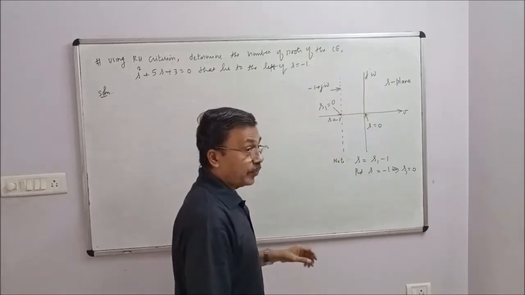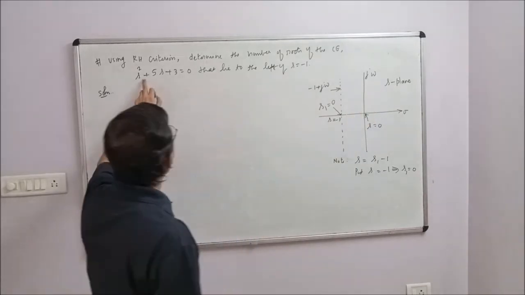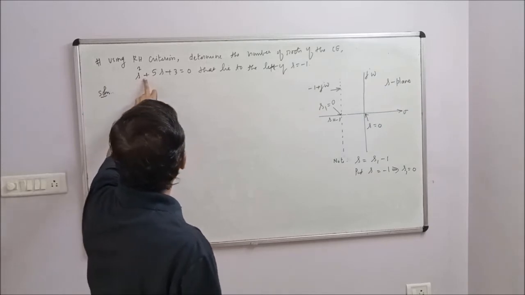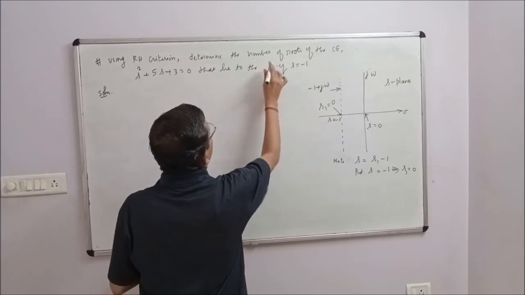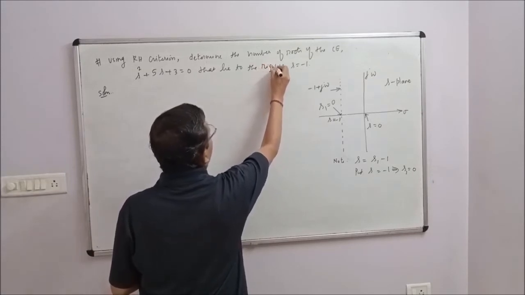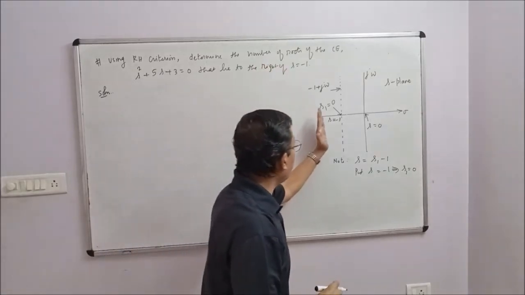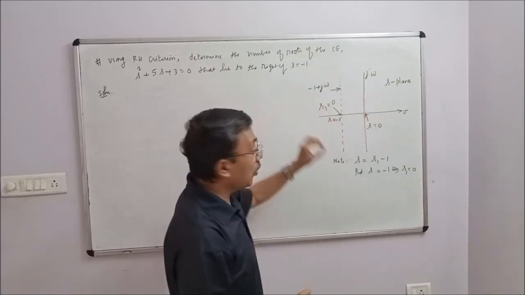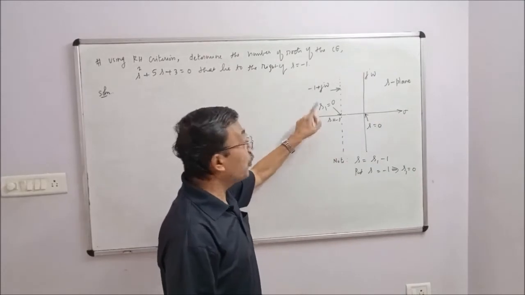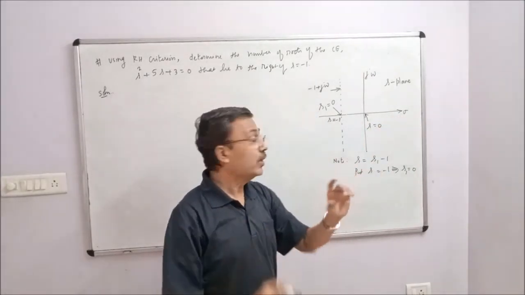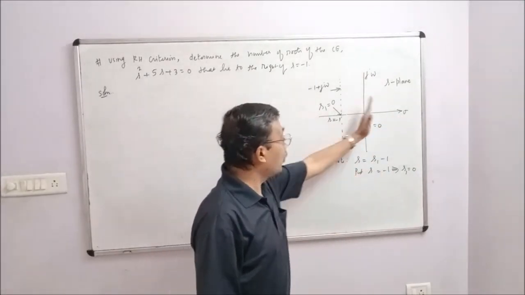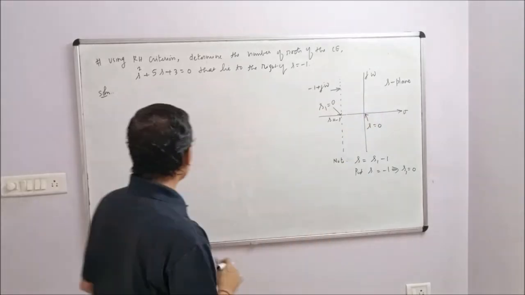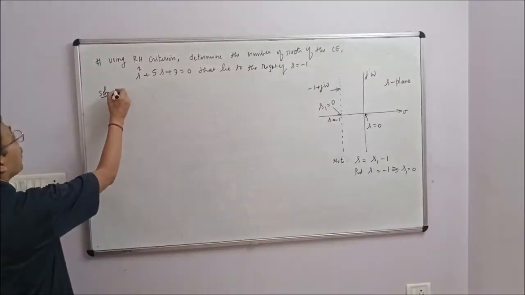I again repeat, we have been asked to find number of roots that lie to the left of S is equal to minus 1. It is not left, we will write the right. Number of roots right of S is equal to minus 1 is same as number of roots to the right of S1 equal to 0. Very simple. So we will get the transformed characteristic equation.